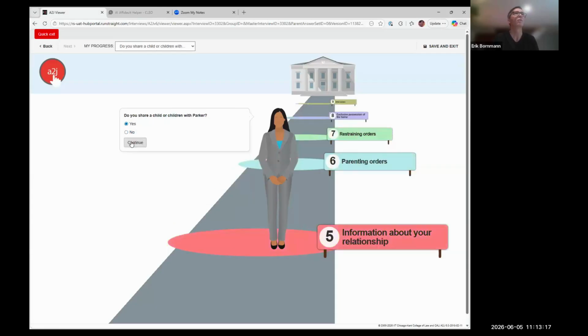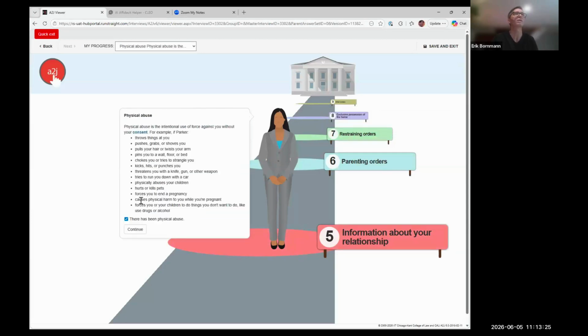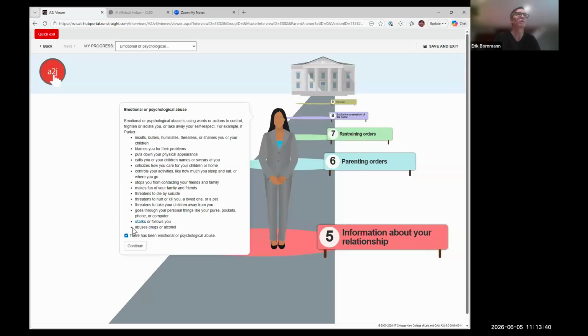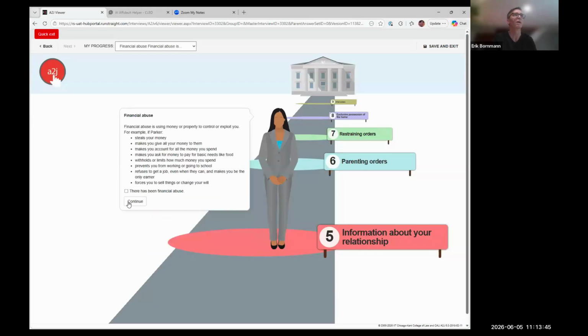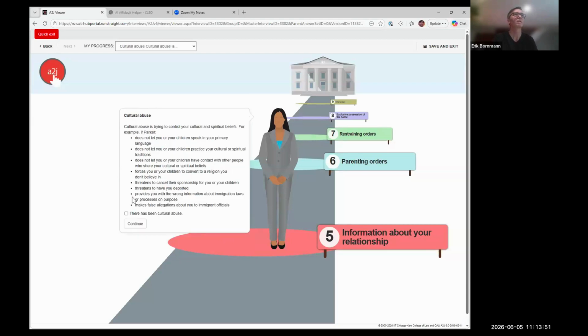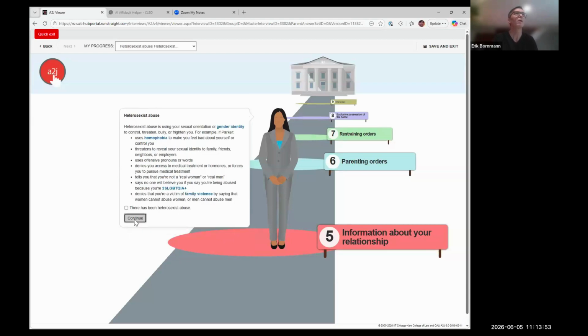And then we're asking about the relationship. Are there children involved? We're collecting information the court will want to see for this particular remedy. And this is an extraordinary application because it's been made without notice to the other party. It's essentially a protective order. And so we're asking folks about different types of abuse that may have taken place, and we're providing information as to what counts. And then folks can check the box if they think this situation applies to them.